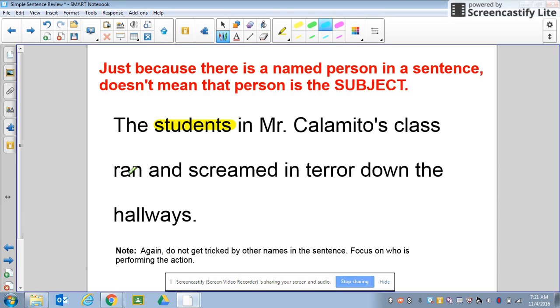And of course, the verbs would be ran and screamed. Okay? Just remember, the students are performing the action. Mr. Calamito is not running in terror down the hallways because he finally has to teach you guys. No, it's the students running in terror because I guess I gave too much homework. Next.